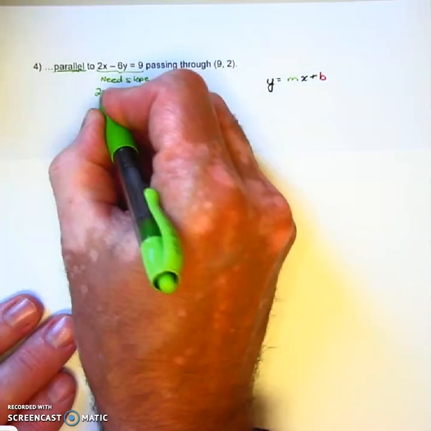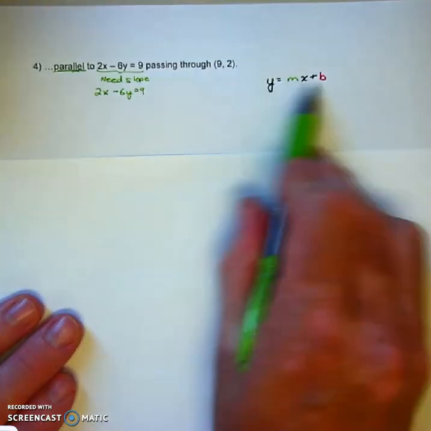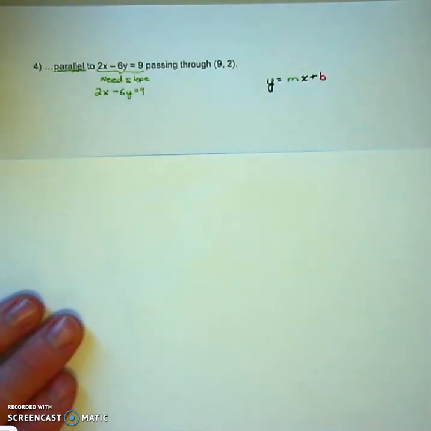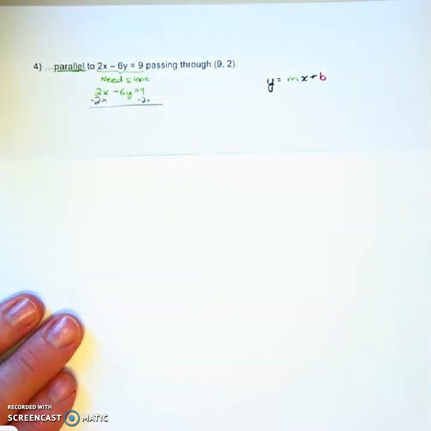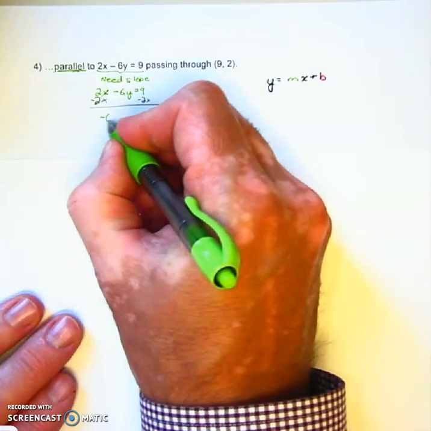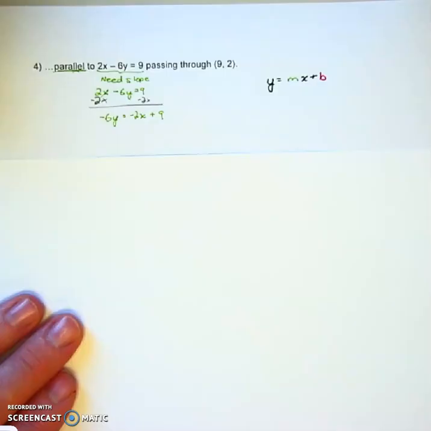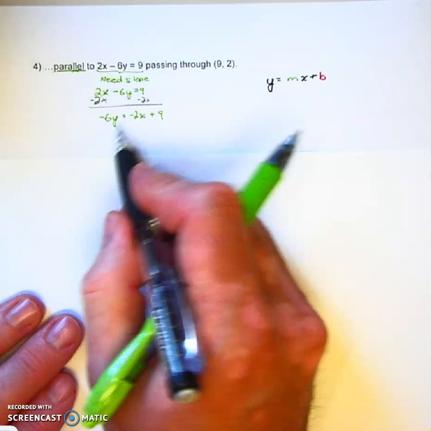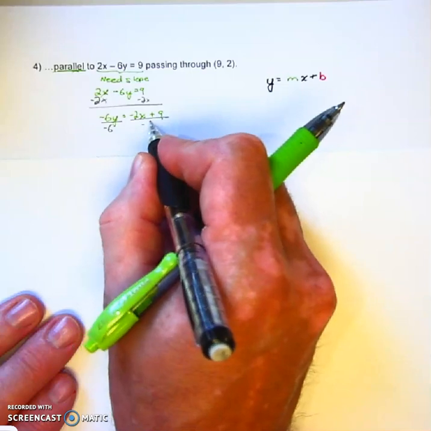What I need to do is I need to take that 2x minus 6y equals 9, and I need to make it look like that. So I've got to get it so the y is all by itself. So maybe the first thing I'm going to do is subtract 2x, because I want the y all by itself. And that gives me negative 6y equals negative 2x plus 9. Now, again, I'm trying to find out what the slope is, and to do that, I need the y all by itself. So I've got to divide both sides by negative 6.